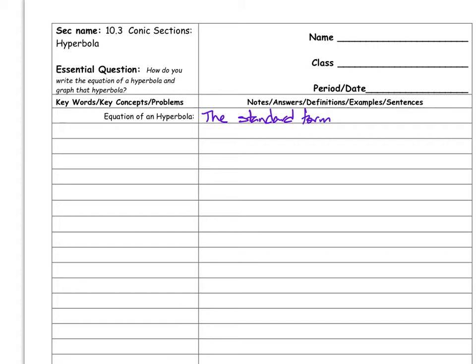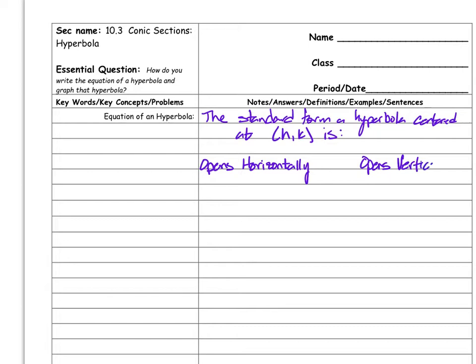The standard form of a hyperbola centered at (h, k) is. So we have two different ones. We have when it opens horizontally, and when it opens vertically. Okay, so there's actually two different equations for this.